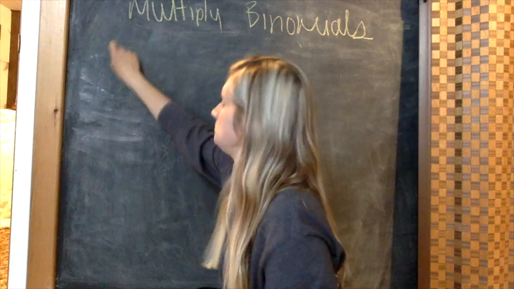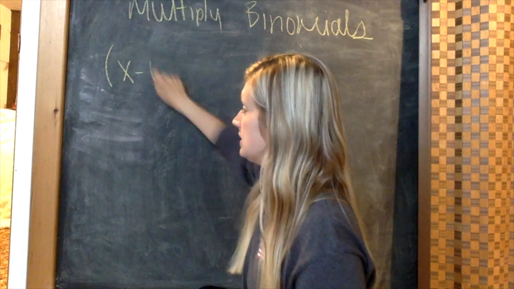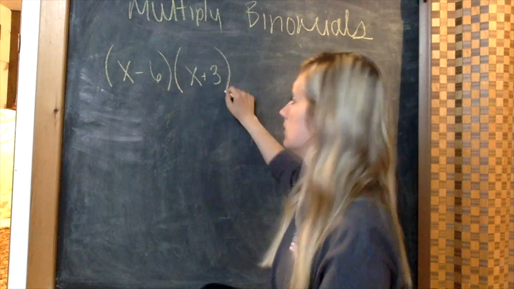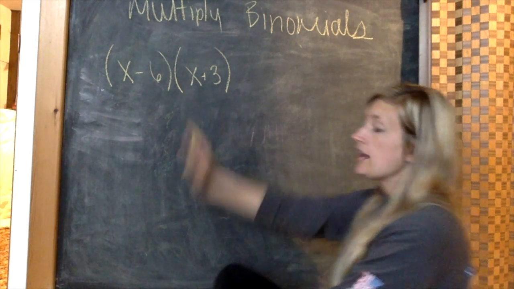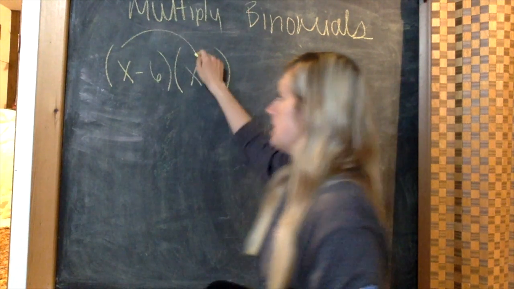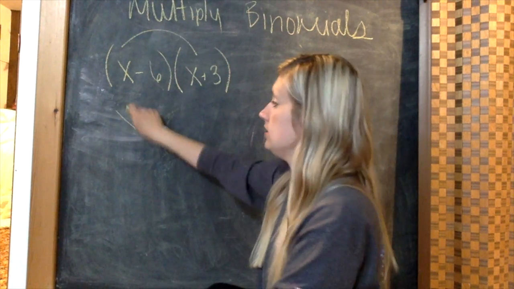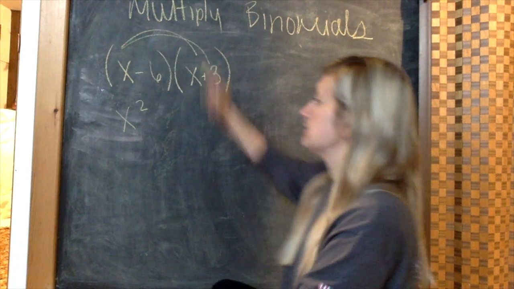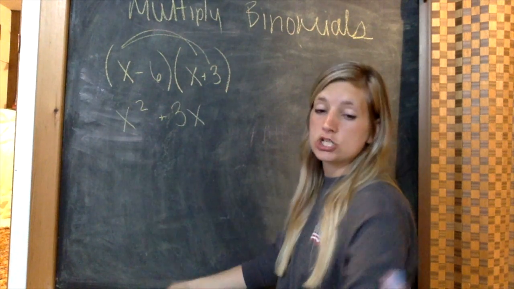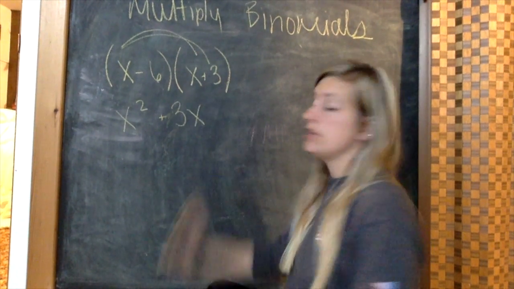Let's do x minus 6 times x plus 3. All right, so for this one, I'm going to do the step. So x times x is x squared. X times 3 is 3x. I'm done with my x. I distribute it to every term in the right quantity.